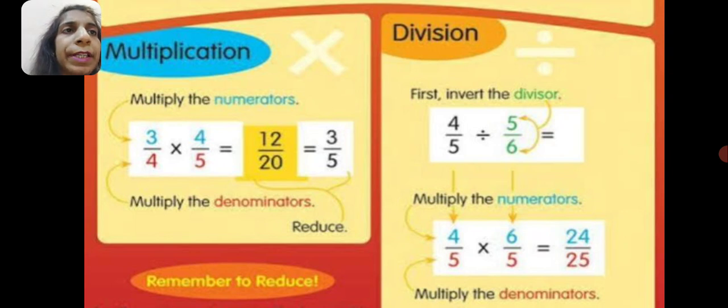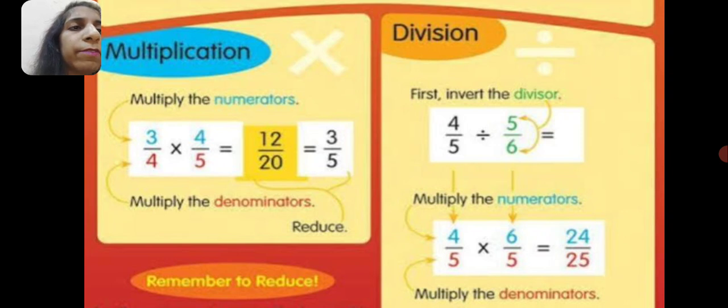Here we will be doing division of fractions. 4 upon 5 divided by 5 upon 6. First step, what we will do is invert the divisor. You have to invert the divisor. 4 upon 5 multiply, put the sign as multiply because we are inverting this part. Therefore 4 upon 5 multiplied by 6 upon 5.